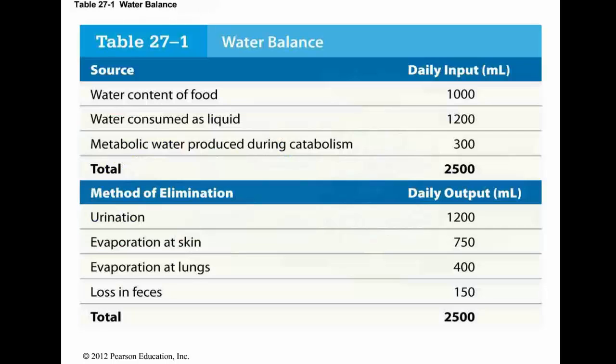So we've got a water balance by daily input and daily output. You can see here that we get a source of water from food, consumed liquids, and metabolic water produced from catabolism, and that amounts to 2.5 litres. Then we have methods of elimination. So we've got urine elimination, evaporation through the skin, evaporation at the lungs, and loss in feces. And that too balances out at about 2.5 litres.